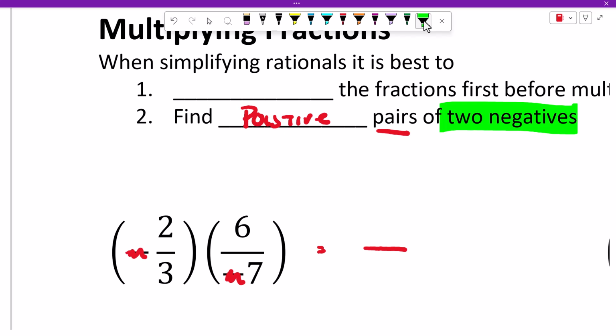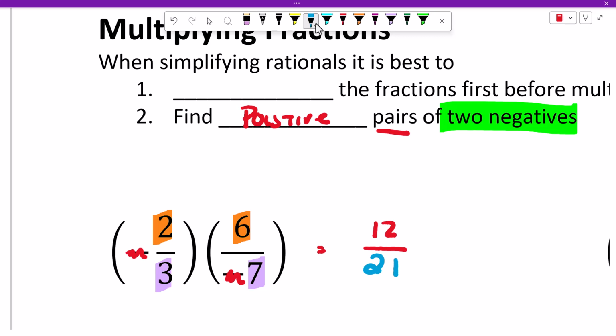Okay, so now, if you want to multiply fractions together, the rule from last year was you multiply the tops together. That gives you the number on the top. So you have 2 times 6 is 12. You multiply the bottoms together, 3 times 7 is 21. Right?